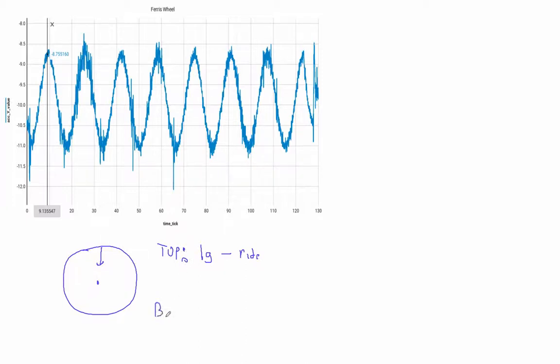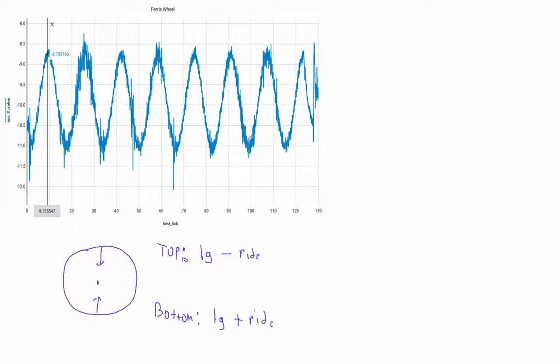And then at the bottom, you would expect to have 1g plus the ride. The reason for that is that at the bottom, you're accelerating toward the center, which is now above you. So if you look at this g-force here, this is the way that the Sensor Kinetics Pro does it. It makes the downward acceleration actually a positive thing, so it thinks we're accelerating upward.